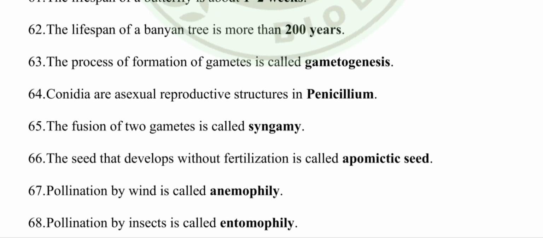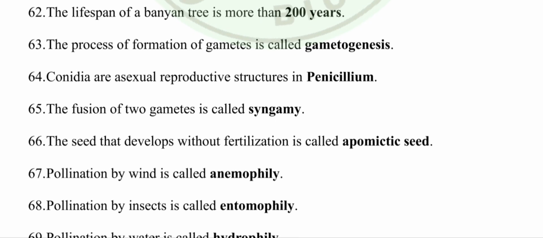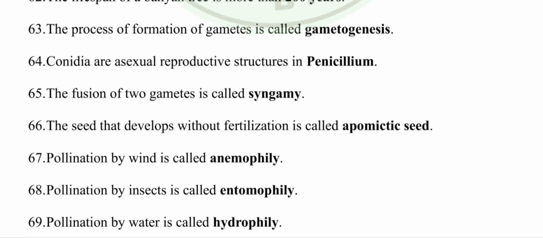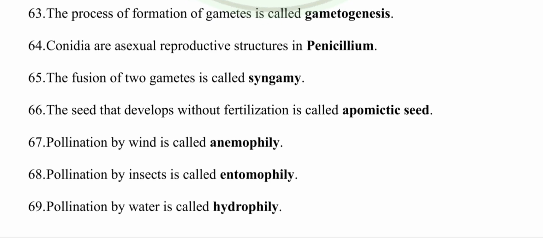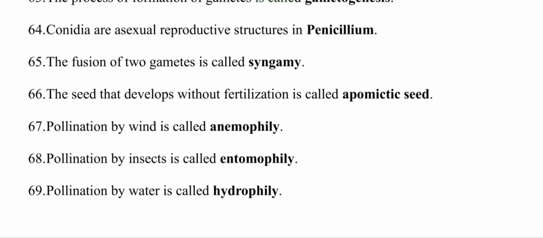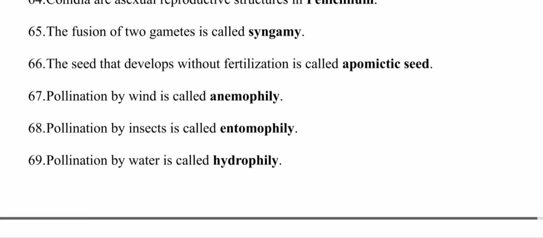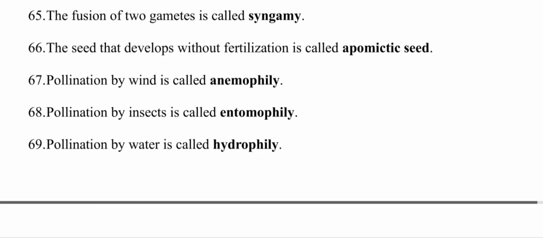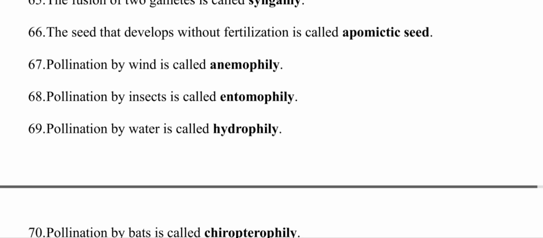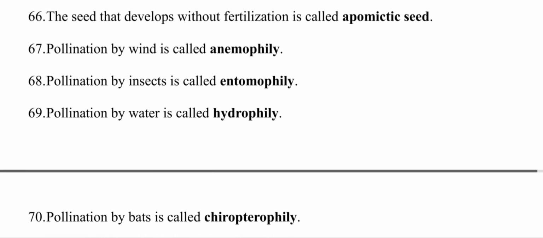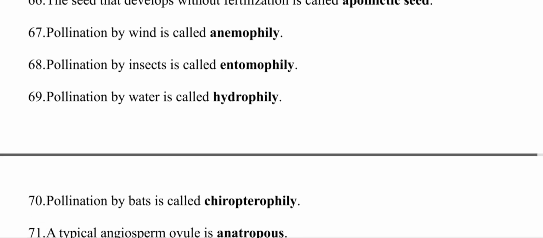61. The lifespan of a butterfly is about 1-2 weeks. 62. The lifespan of a banyan tree is more than 200 years. 63. The process of formation of gametes is called gametogenesis. 64. Conidia are asexual reproductive structures in penicillium. 65. The fusion of two gametes is called syngamy.